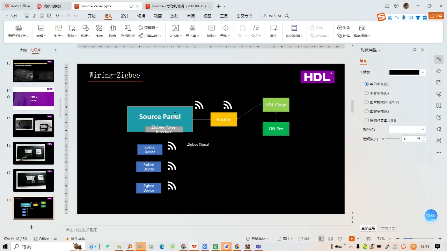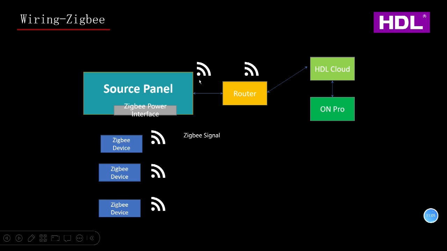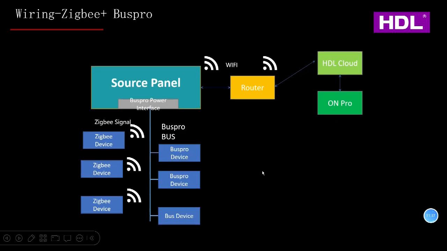Okay, now you can see if I just buy a source panel and then use the Zigbee interface, this panel will serve as a panel and also a Zigbee gateway. And the Zigbee devices will connect to the Zigbee panel through the Zigbee signal, and then connect this panel to the router, and also upload to the cloud and upload data to OnPro.